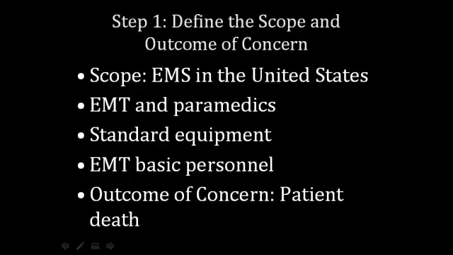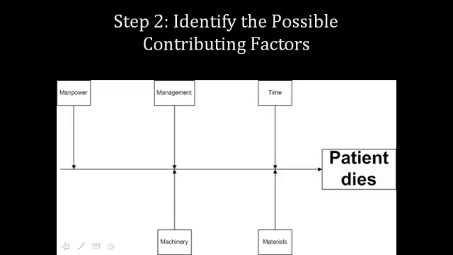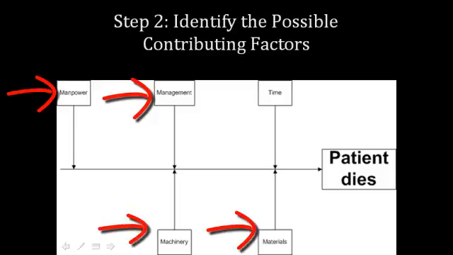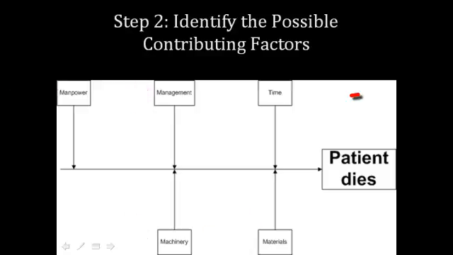The outcome of concern is patient death. The most common groupings for this exercise are the 4 M's: management, manpower, machinery, and materials. Therefore, we are going to start with those 4 categories as they conveniently fit this situation. However, we are going to add time as well, as time is a major factor in EMS situations. After reviewing the categories, we have determined that these will be sufficient to start the process.